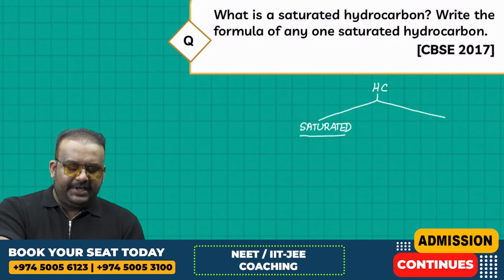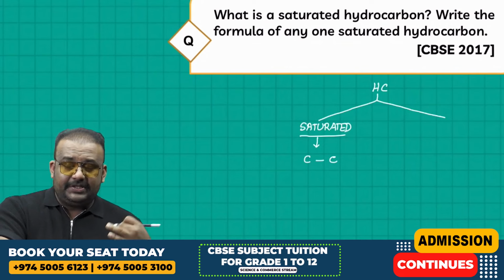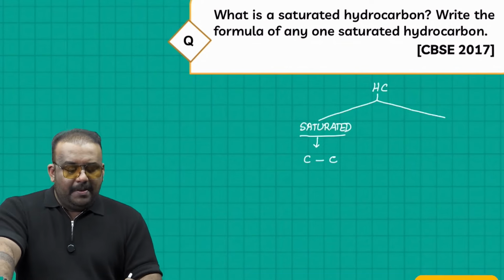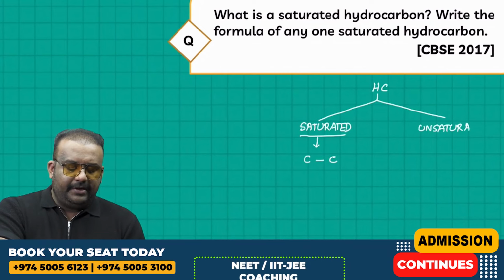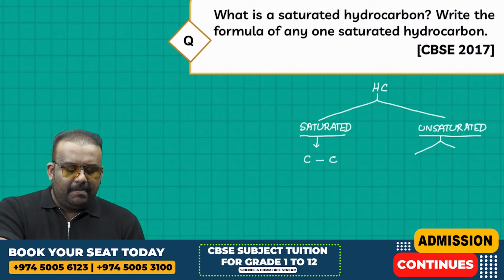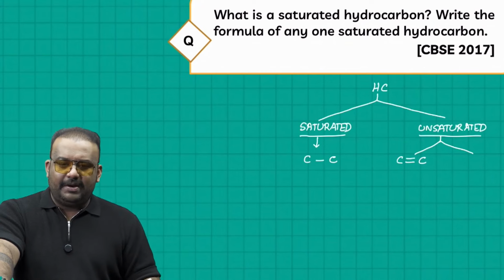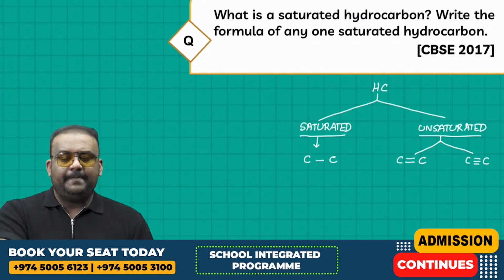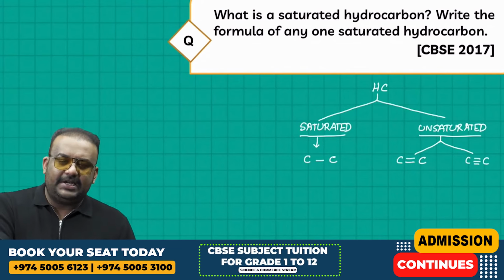For easiness, we say that saturated hydrocarbons are those which have all the carbon-carbon bonds single bonds. Then we have the second category, which is called unsaturated. What is an unsaturated hydrocarbon? Hydrocarbons that have multiple bonds between carbon atoms. For example, if at least one carbon-carbon bond is a double bond, or if one carbon-carbon bond is a triple bond, then such hydrocarbons are called unsaturated.